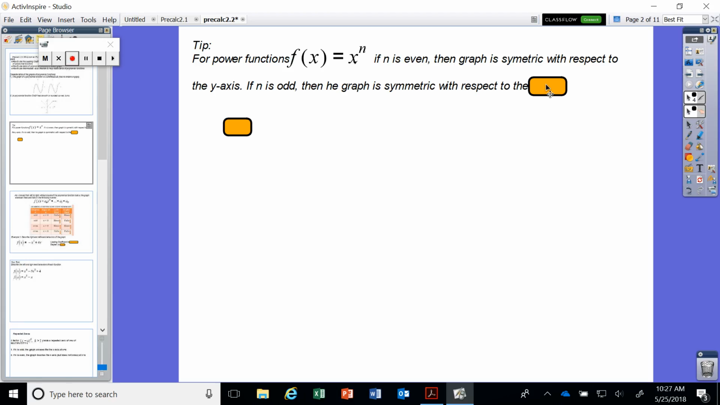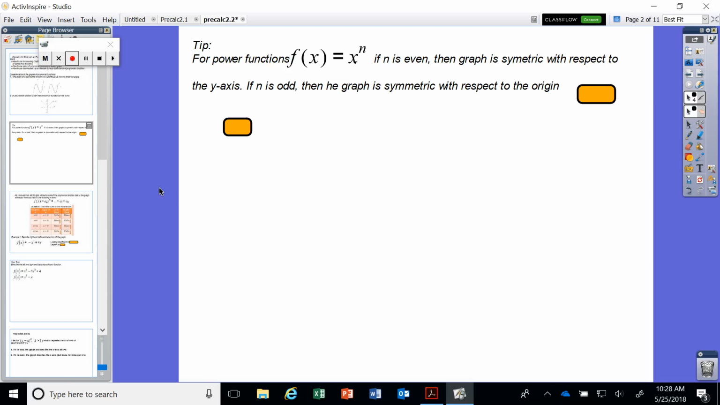Now, if n is odd, then the graph has symmetry with respect to the, well, if you remember, we used a little trick to help us remember. Odd, O for origin, right? So you can keep that in mind, O for origin. If n is odd, or if it's an odd degree, then it's going to have symmetry about the origin itself.